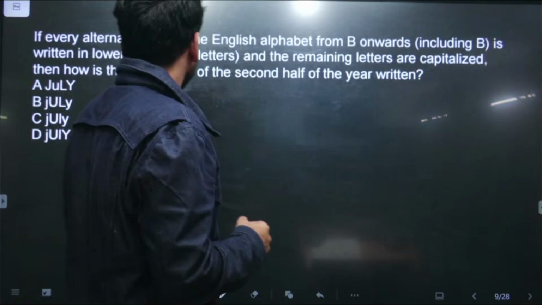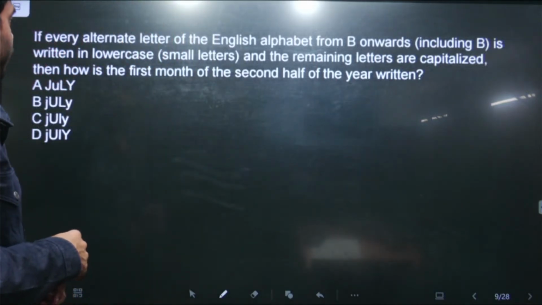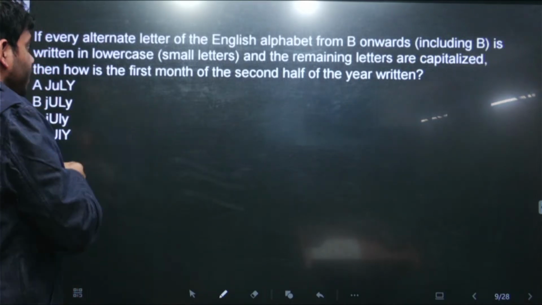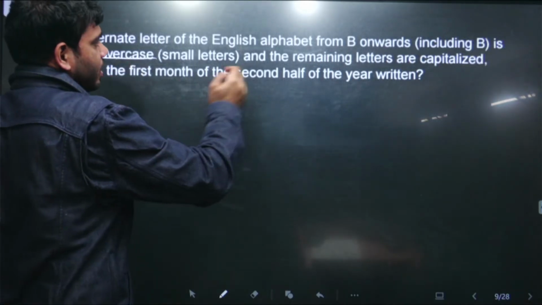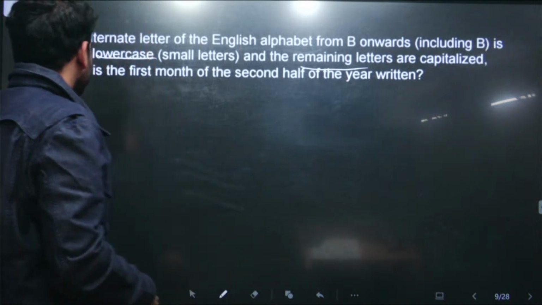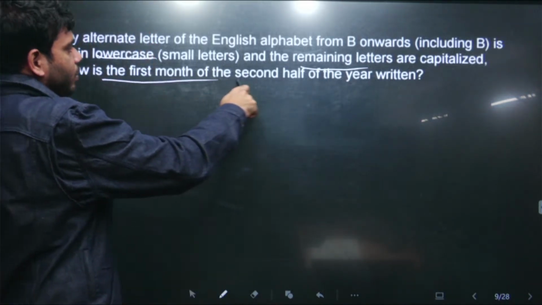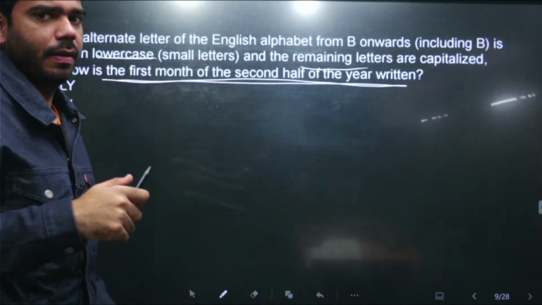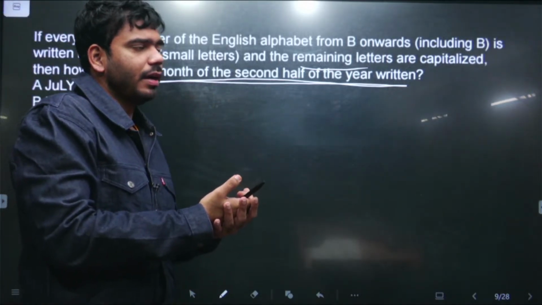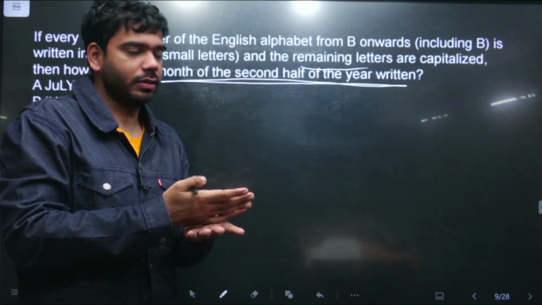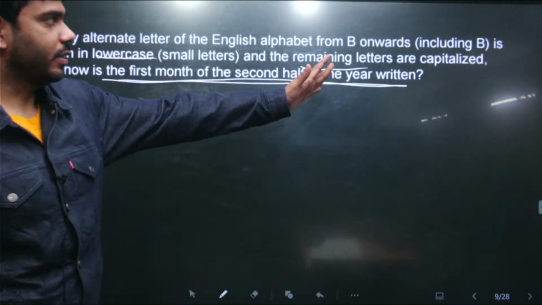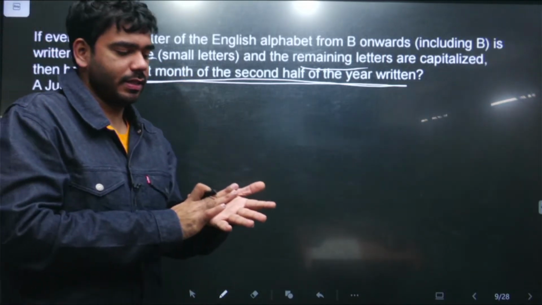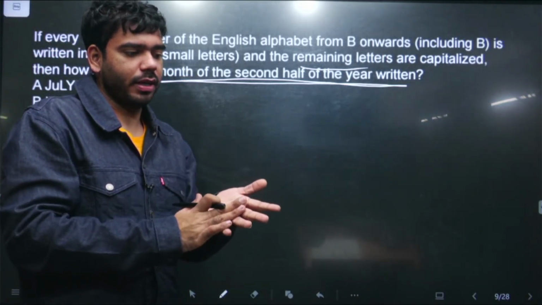Right. This is the next question, and it says: for every alternate letter of the English alphabet from B onwards, including B, written in lowercase, and the remaining letters are capitalized. Then how is the first month of the second half of the year written? Very simple question. Alternately we have to write either capital or small letters, starting from B, and B is in lowercase. So B should be lowercase, C capital, D lowercase, and so on.